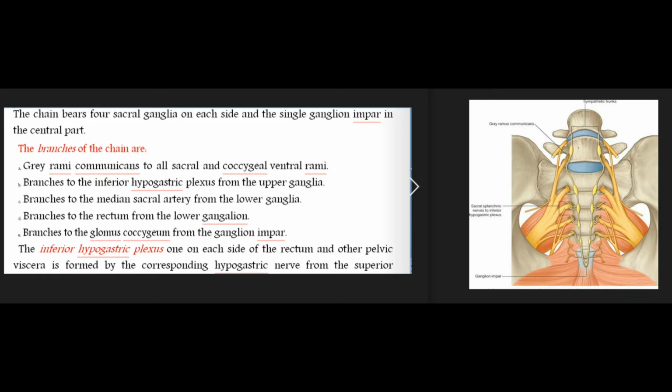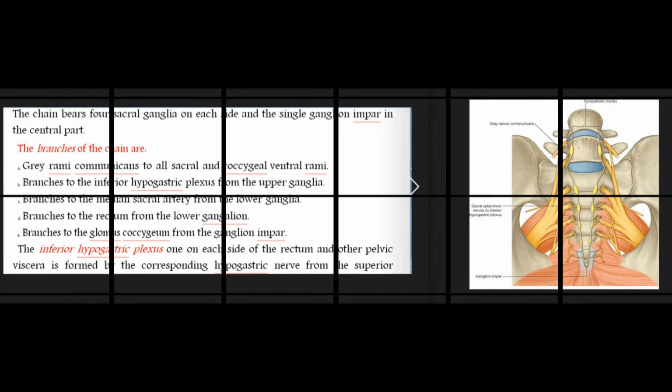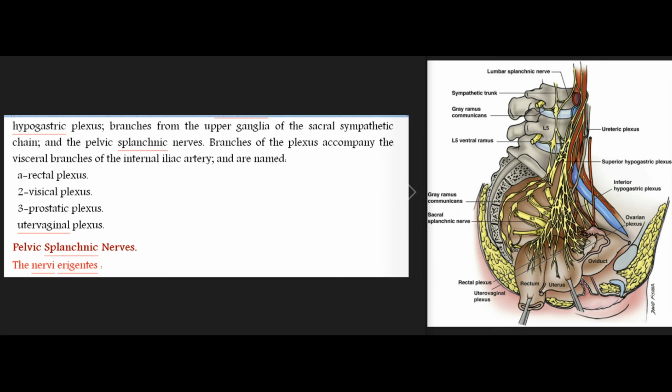The inferior hypogastric plexus, 1 on each side of the rectum and other pelvic viscera, is formed by the corresponding hypogastric nerve from the superior hypogastric plexus, branches from the upper ganglia of the sacral sympathetic chain, and the pelvic splanchnic nerves. Branches of the plexus accompany the visceral branches of the internal iliac artery, and are named: 1. Rectal plexus. 2. Vesical plexus. 3. Prostatic plexus. 4. Uterovaginal plexus.